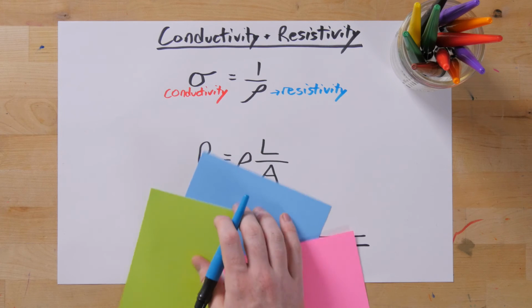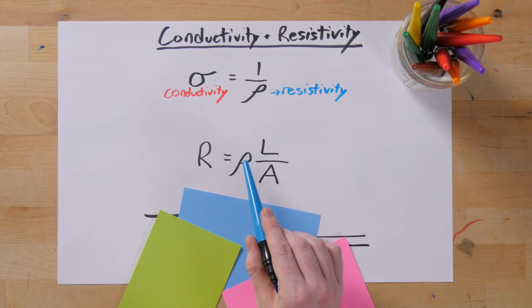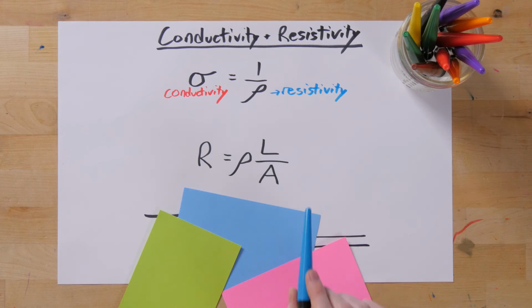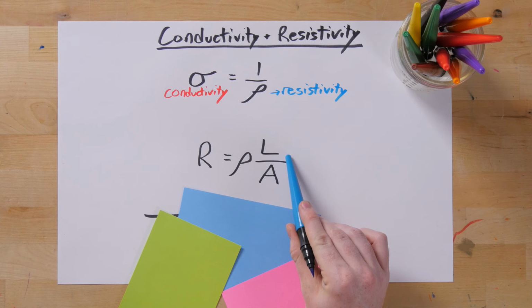Again, we care a lot more about resistance than we do about conductivity, so we've defined resistance to take into account both resistivity and the shape of the wire. Here, A refers to the cross-sectional area, and L refers to the length.